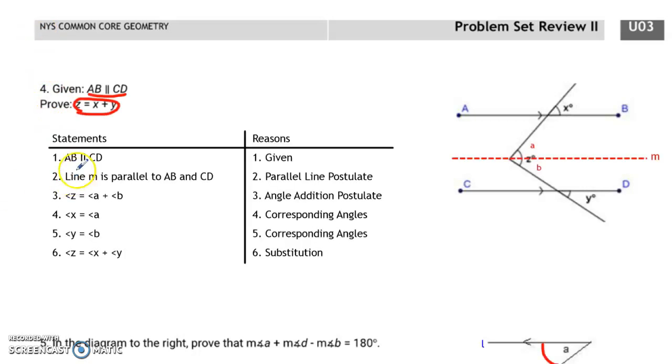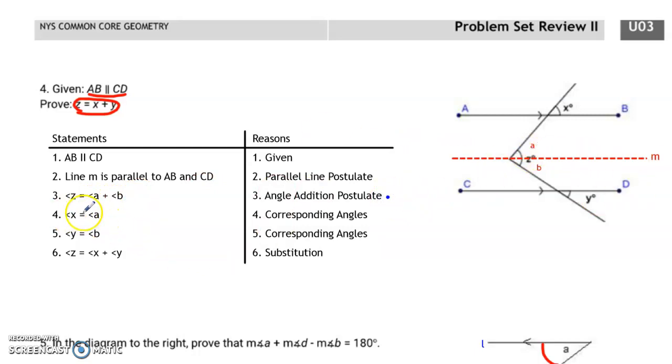All right, this question asks us to prove that z is equal to x plus y. I was able to draw an auxiliary line here because of the postulate that we learned all the way back in lesson, I believe it was lesson 3. That parallel line postulate allows us to do that. Once we draw this parallel line to line AB and line CD, I'm able to split this angle into part A and part B. And I know that z, the whole angle, is equal to A plus B. That's basically why I drew the auxiliary line in the first place.